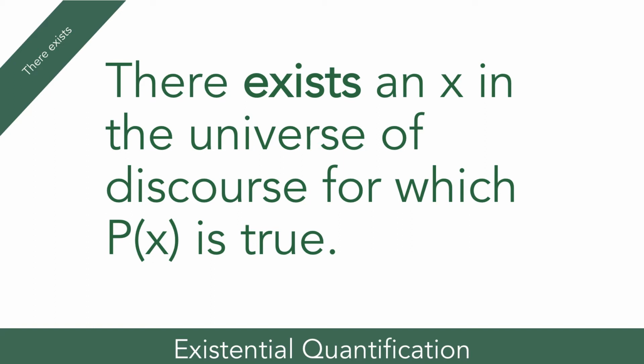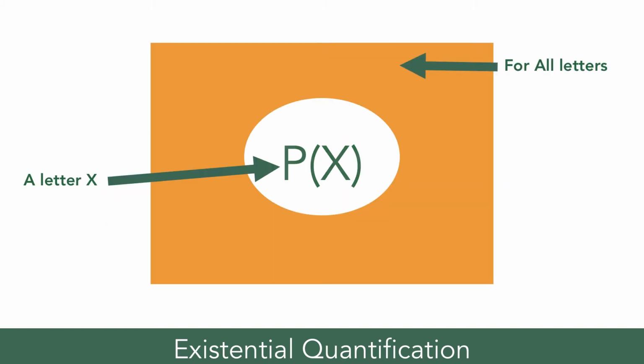So, the existential quantification says there is an x such that P(x), or there is at least one x such that P(x) is true. The existential quantification of a predicate P(x) is the proposition there exists an x in the universe of discourse such that P(x) is true.